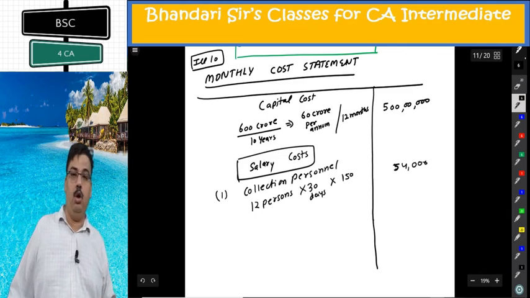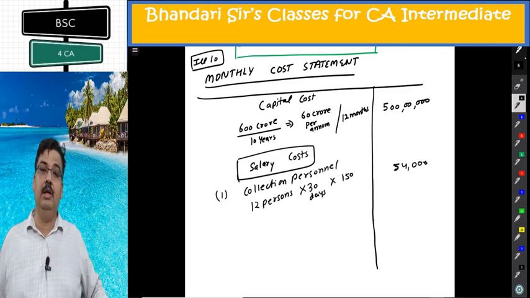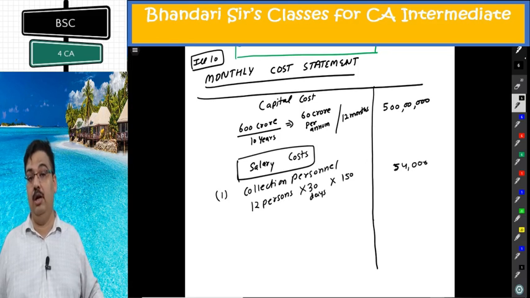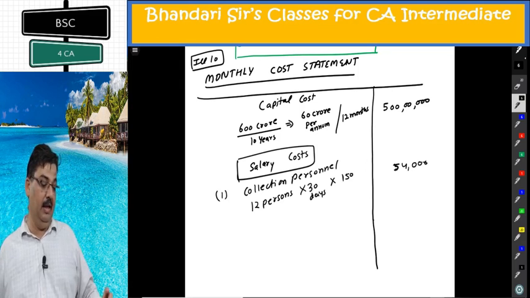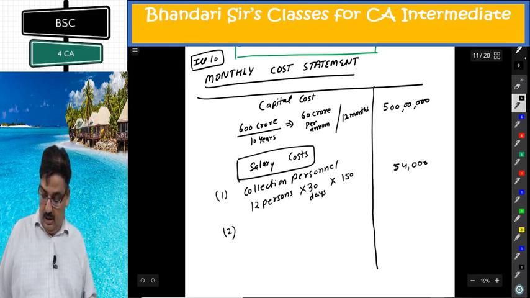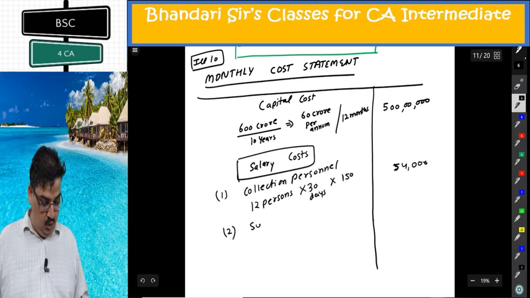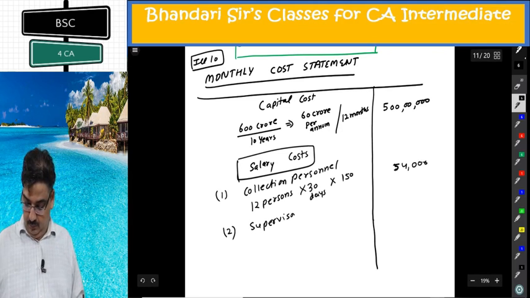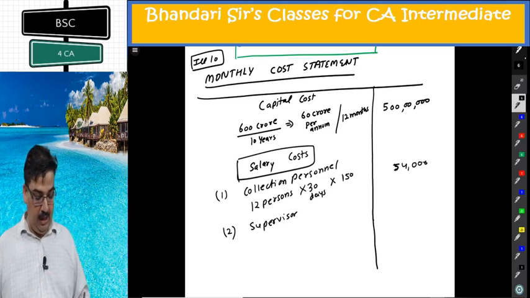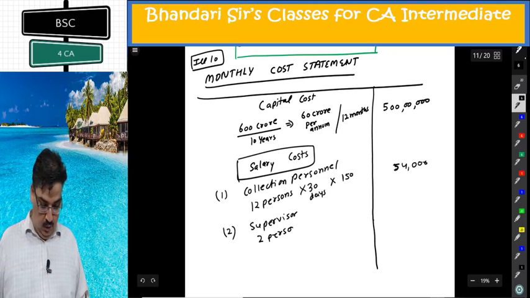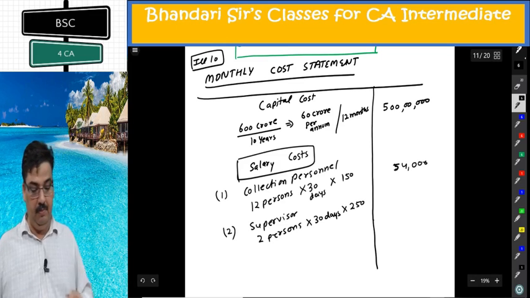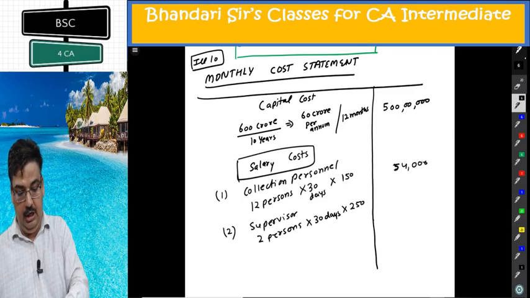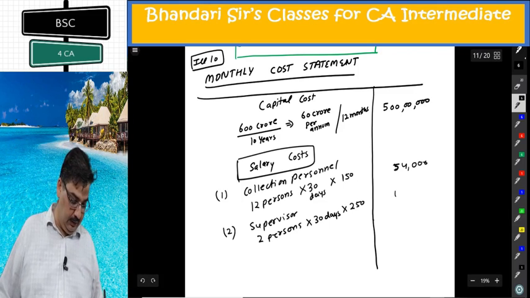3 shifts, 4 persons per shift. It makes 12 persons in one day. In 30 days, 360 persons. Everybody gets 150 rupees for the day. So you are getting 54,000. Number 2, supervisor. 2 shifts, 1 person per shift. 2 persons, 30 days, it makes 60 persons, 250 per person per day. 60 into 250. I'm getting 15,000.